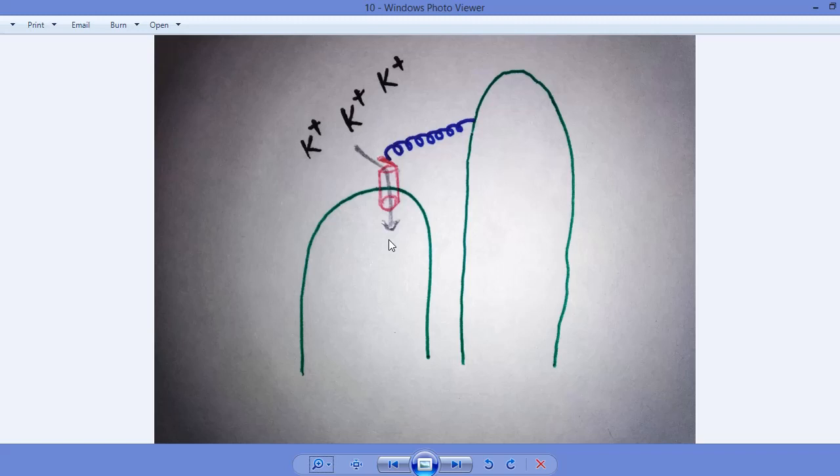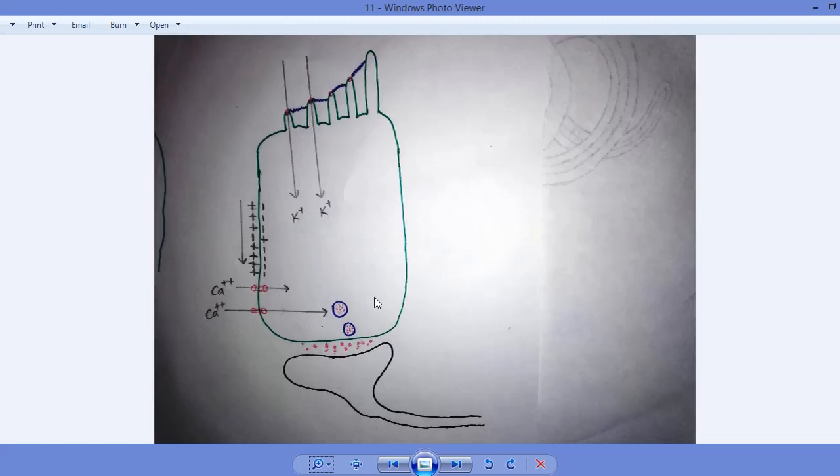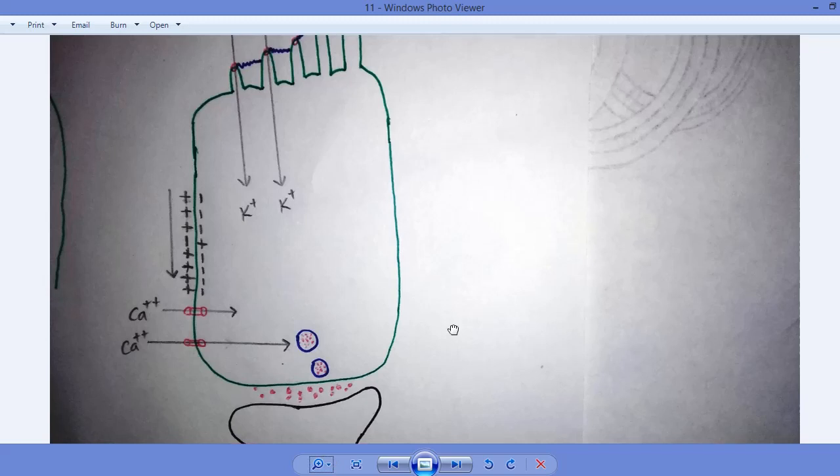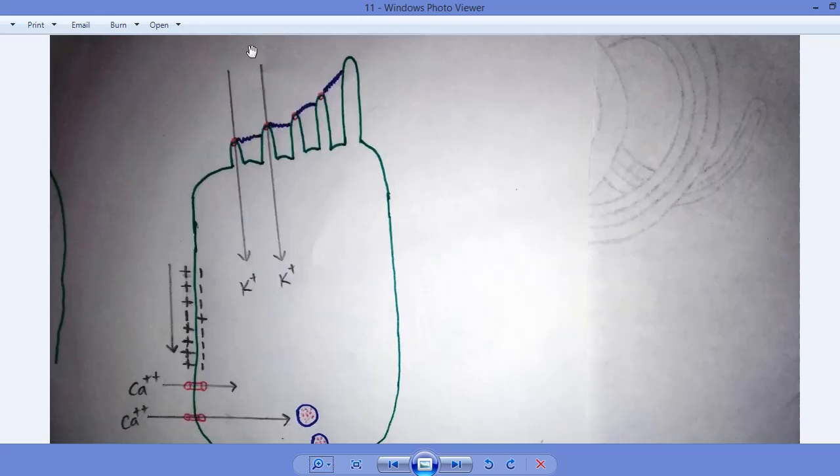So when this potassium enters inside the cilia, what will happen inside the stereocilia? We will see it in this diagram: the potassium is going to move inward. During the bending of these stereocilia, this potassium is going to move inward.